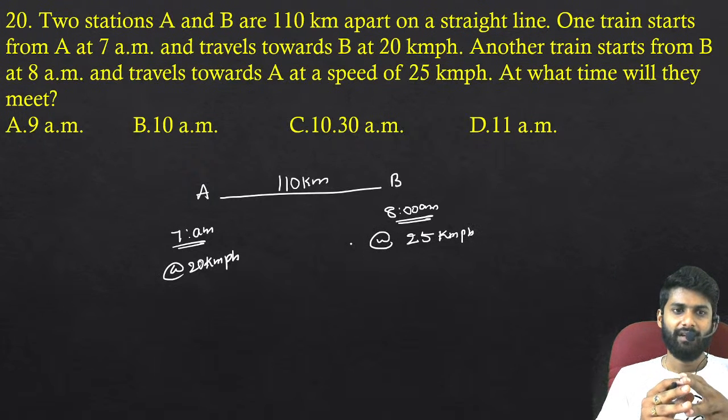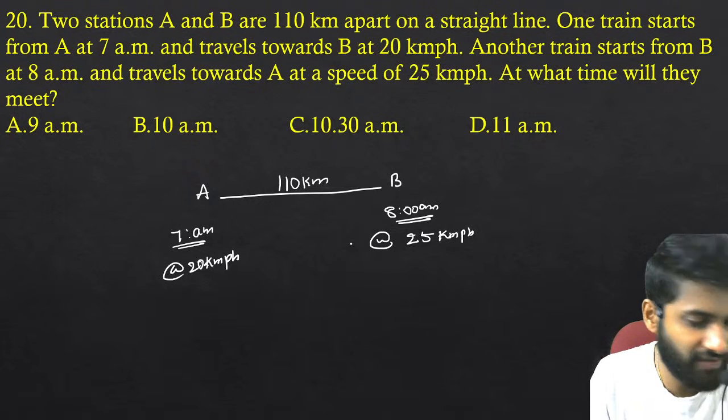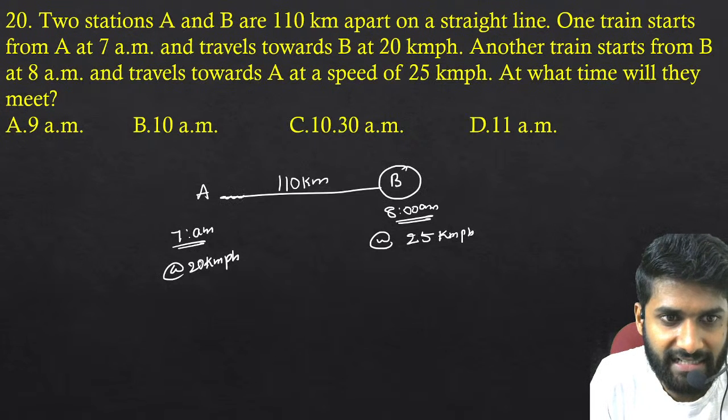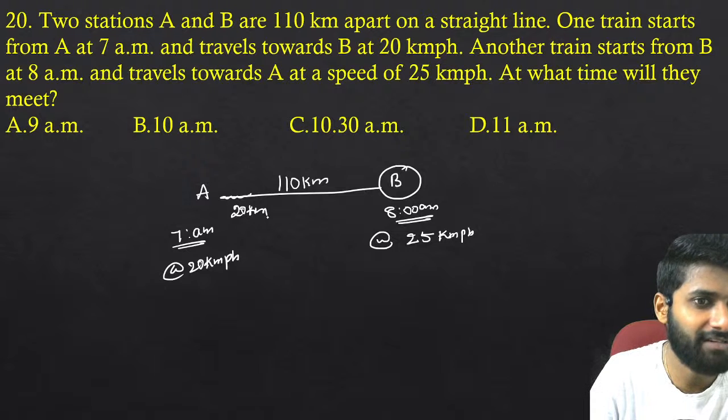Here, guys, if it is 7 a.m., only the A train is running. At 8 a.m., both trains are running. Now, what is the observation for the entire question? First of all, before the starting of the B train, A covered a certain distance. How much distance did A cover, guys? 20 kilometers.